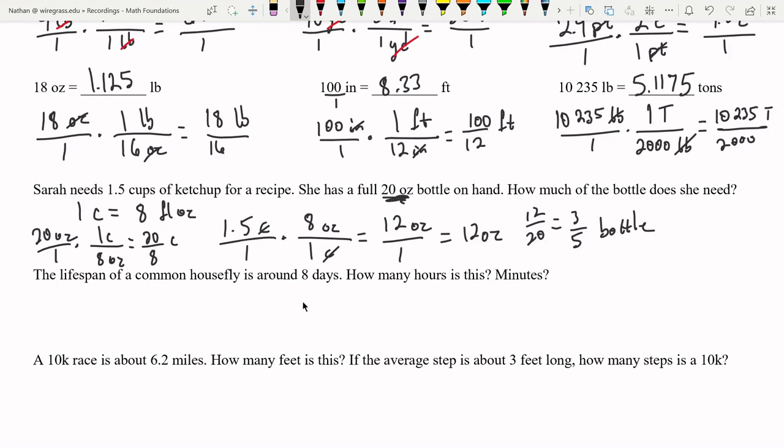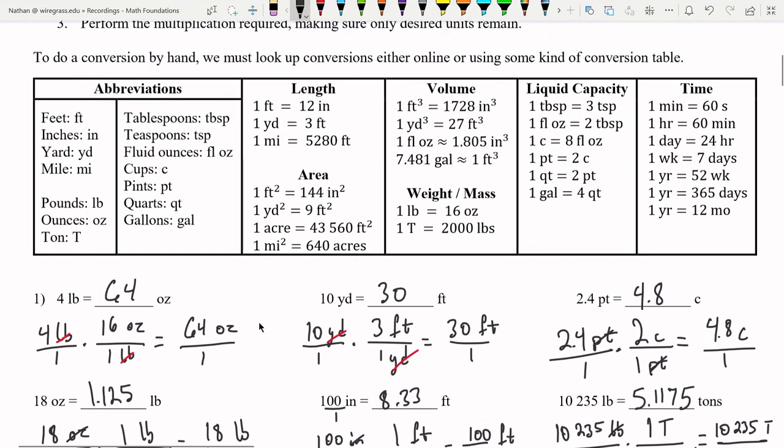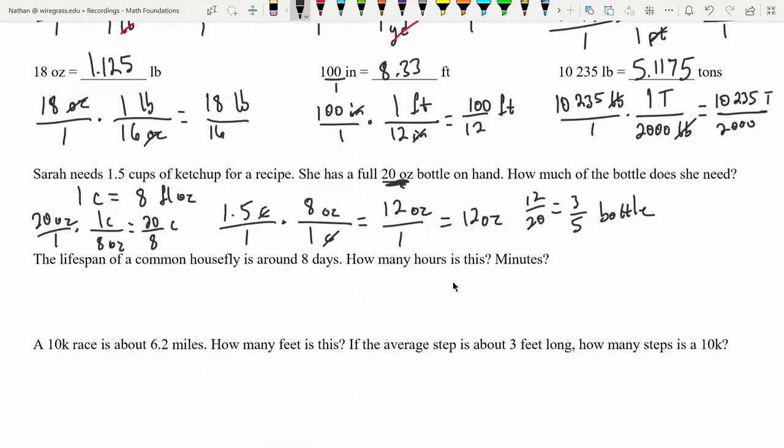Okay, the lifespan of a common housefly is around 8 days. How many hours is this? How many minutes? So you can, of course, go back to the table. We're going to look at days to minutes. There's, of course, 24 hours in a day. So if we have 8 days, 1 day is 24 hours. Days cancel, and we get 8 times 24 over 1, which is just going to be 8 times 24. I'm going to do that on a calculator. Yeah, 192 hours.